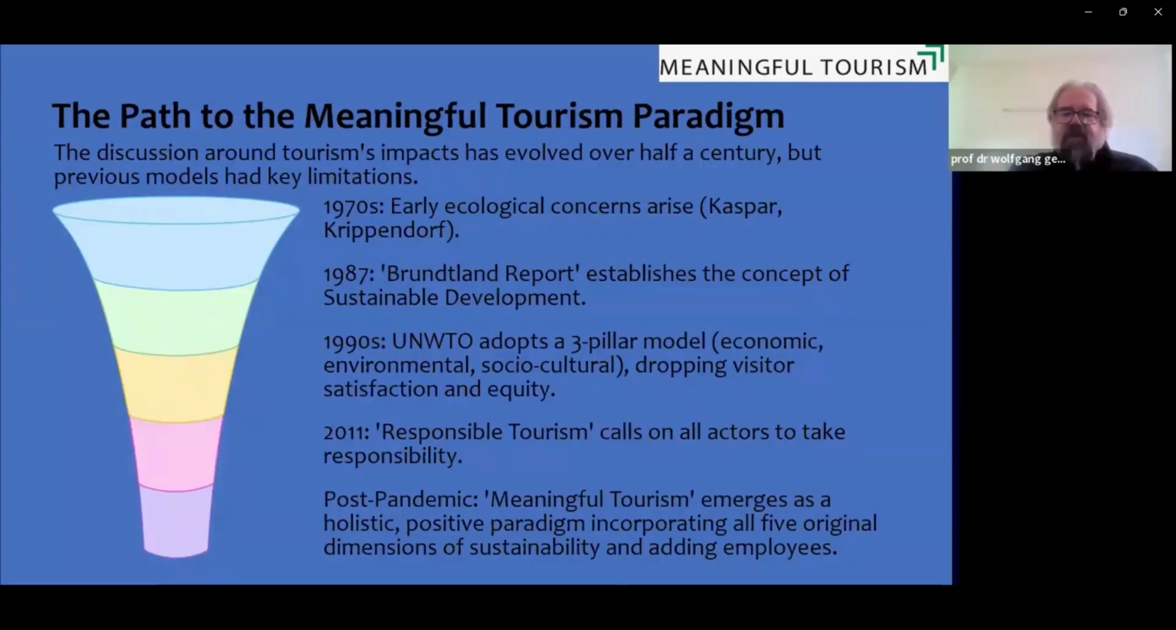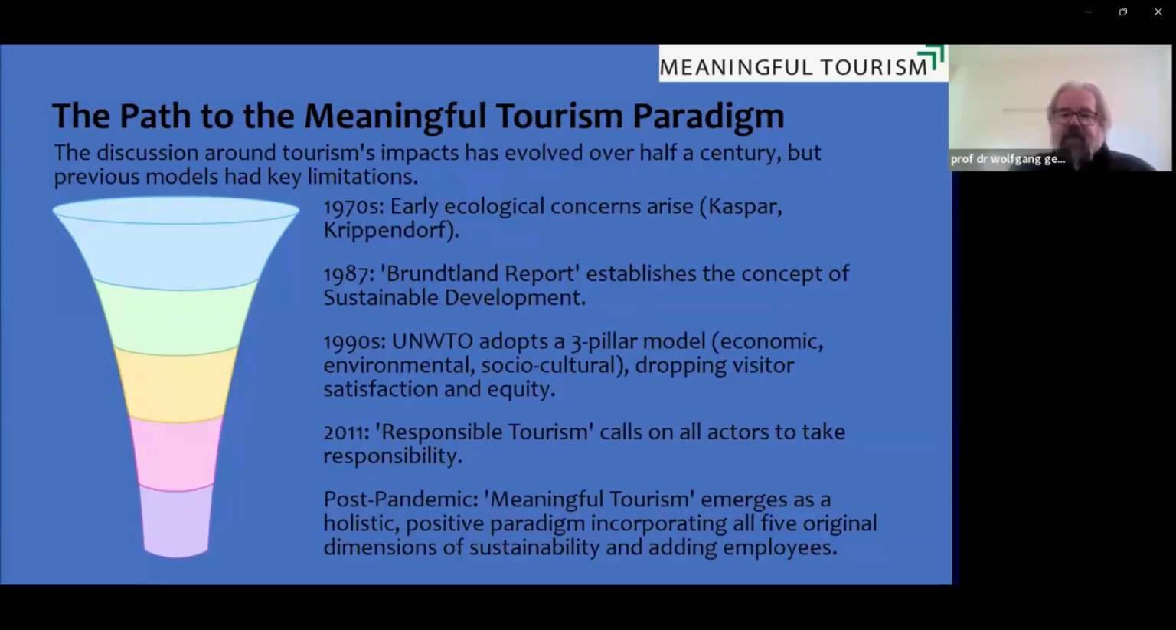And this has been going on, of course, for a long time. When we talk about tourism, even in the 1970s, there were already some thinkers talking about the ecological concerns arising from the global economic development, but also from tourism. In 1987, we had the famous Brundtland report, which established the concept of sustainable development. So this is now almost 40 years ago. And in the 1990s, the UN World Tourism Organization adopted a three-pillar model, only looking at economic, environmental, and socio-cultural questions, where originally the concept of sustainable development and sustainable tourism also involved visitor satisfaction and equity.